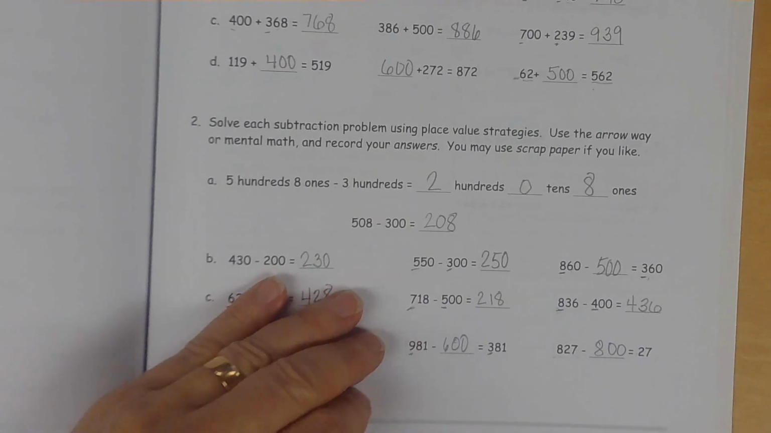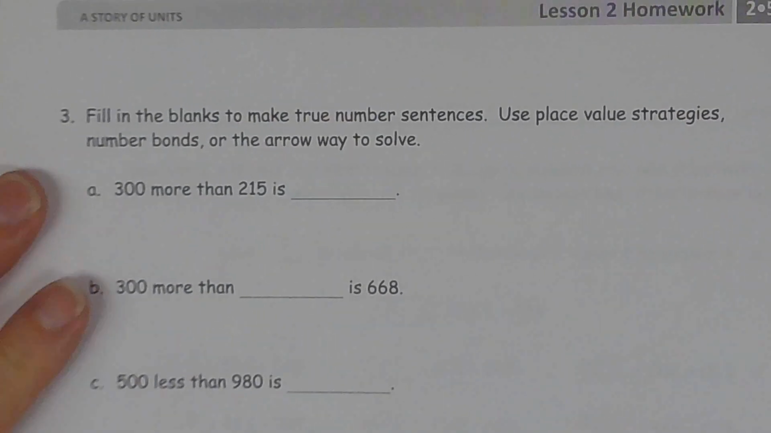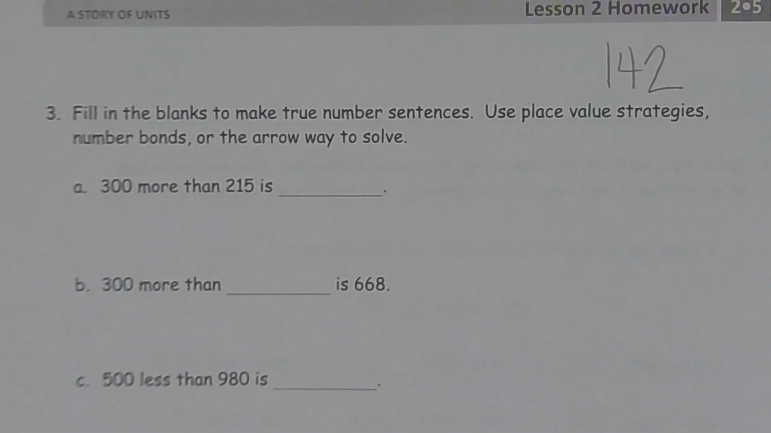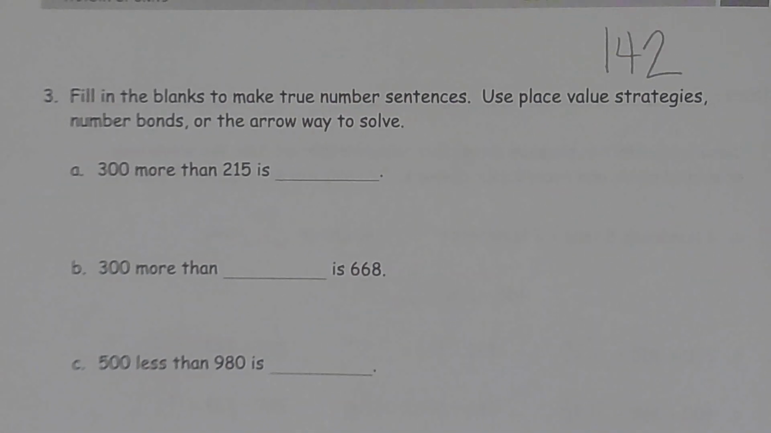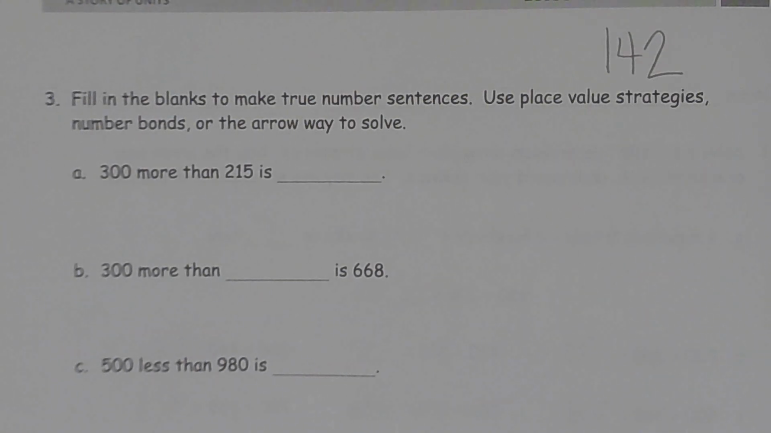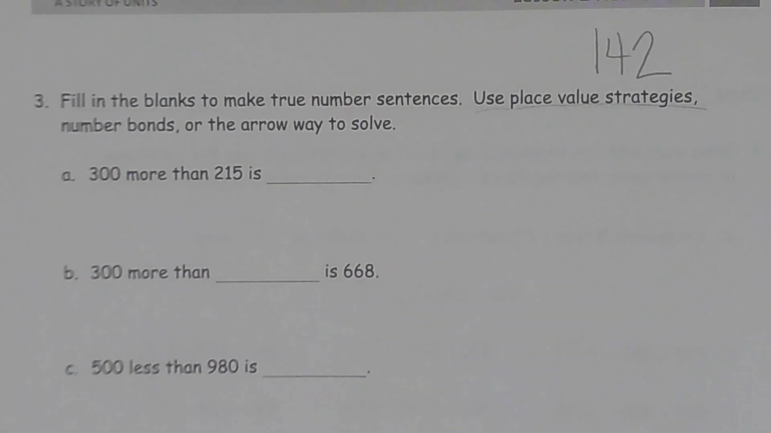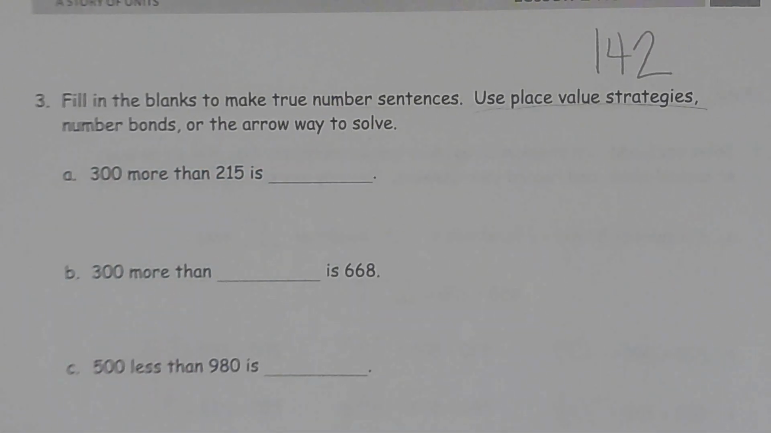I'm going to turn to the next page. We're on 142 now. Make this a little bit bigger. 142. Okay. Now, what I suggest is, again, that you pause the video and then come back and check your work. We can use mental math, but they're asking us this time to use place value strategies. So we're going to use number bonds or arrow way.